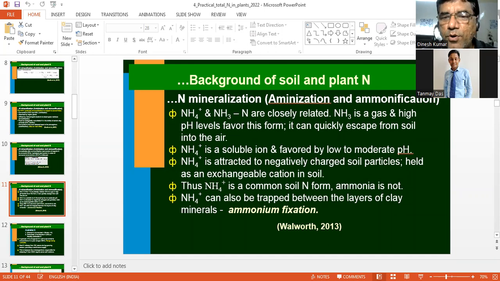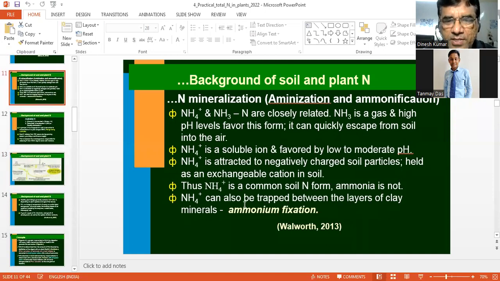Thus, ammonium is a common soil nitrogen form and ammonia is not, because ammonia cannot stay in soil. If it is formed, it will immediately escape the soil. So ammonia is never a form of soil nitrogen, but ammonium is a form of soil nitrogen. Ammonium can also be trapped between the layers of clay minerals, which is known as ammonium fixation. This ammonium fixation I will deal with if time permits, we'll see.